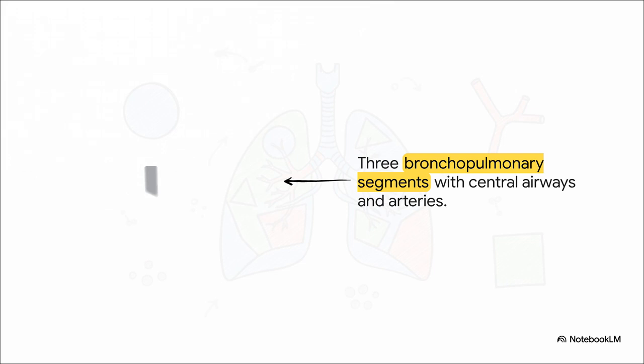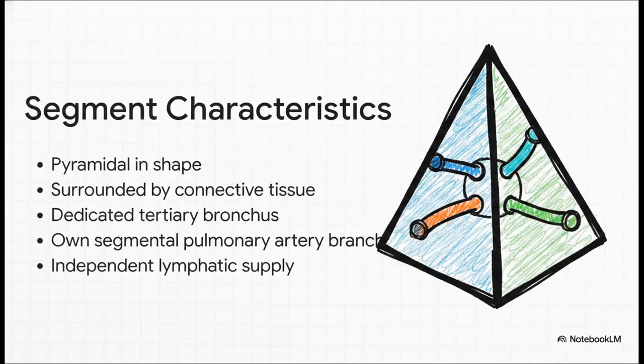Their flat bases then sit all the way out on the lung's outer surface, just beneath the pleura. You can almost imagine how they sit side by side, totally distinct and separate from one another. Each one of these little pyramids acts like an isolated fortress. First off, each segment is totally wrapped in its own connective tissue. It literally has its own walls.